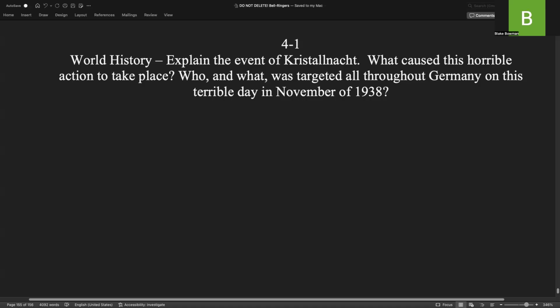But anyway, there was an assassination of a Nazi official in Paris. And this is what Hitler needed to really just take the mask down, right? To show the world exactly what he was all about and what kind of actions he had against the Jews and other minority groups throughout Germany.